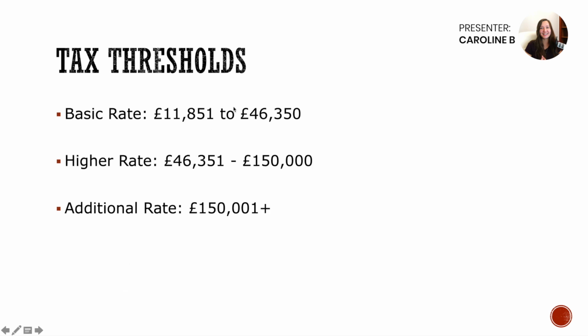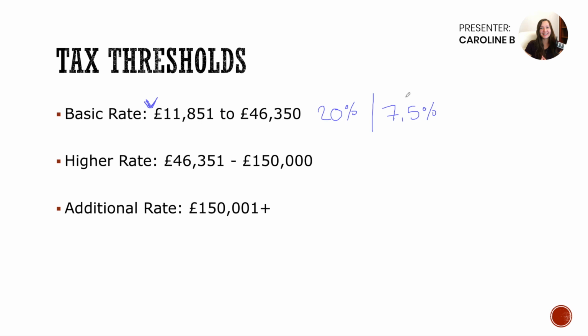Here we go, tax thresholds in 2018. Keeping in mind that there is a personal allowance from 0 to 11,850, that's tax-free as long as you receive below £100,000 of income for the year. So 11,851 to £46,350 is the basic rate, so this will be your 20% normal income tax and your 7.5% dividend tax.